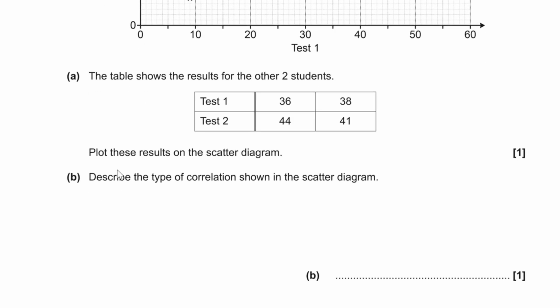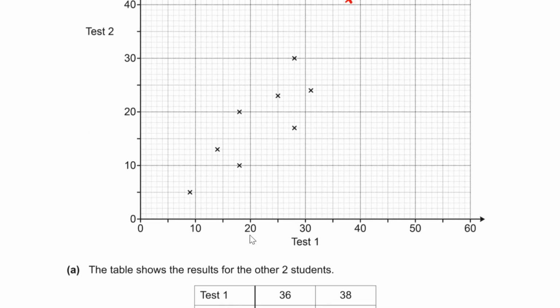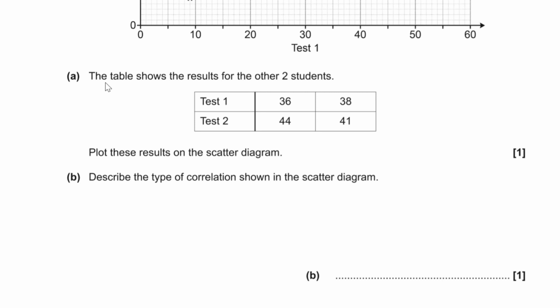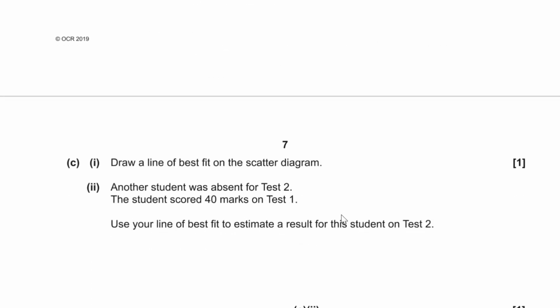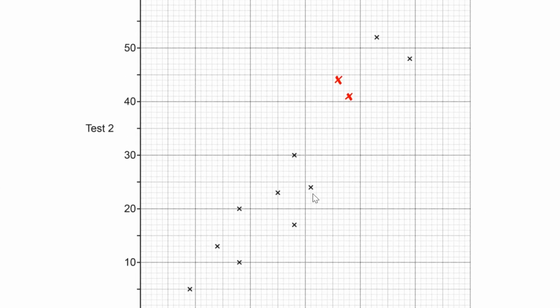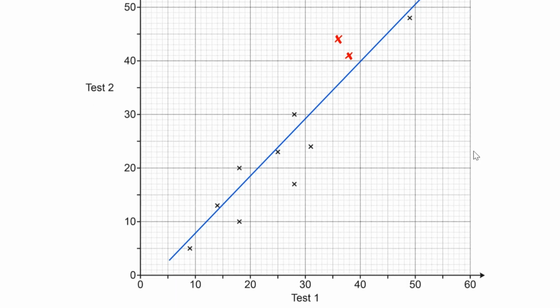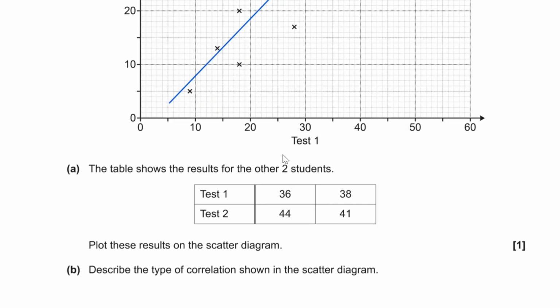And then for part B, we have to describe the type of correlation in the scatter diagram. Well, as one quantity increases, the other increases, and therefore we have here a positive correlation. Now for part C, we have to draw a line of best fit. So if we draw a line of best fit, we want it to go through as many points as possible. So we want the same number of points roughly above the line as we have below the line. So we've got 1, 2, 3, 4, 5, 6, and here we've got 1, 2, 3, 4, 5, 6. So here roughly we've got our line of best fit.